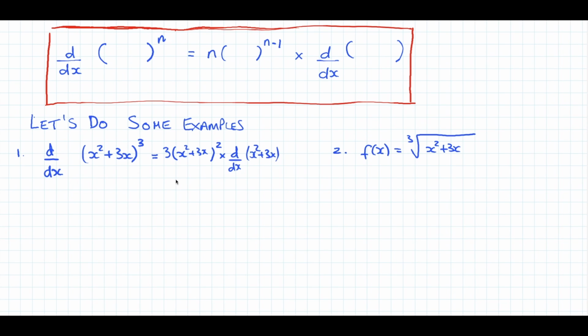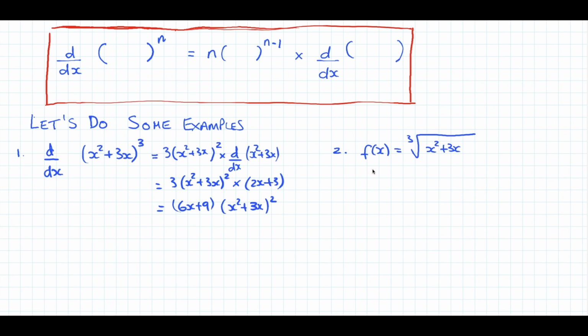Now we've differentiated the first part, so I'm just going to write that out again. 3 times (x² + 3x)^2, times the derivative of what we have inside the bracket, 2x + 3. Now I'm going to multiply that: 3 times (2x + 3), 6x + 9. So (6x + 9)(x² + 3x)^2. And that's that finished. So let's do a second example.